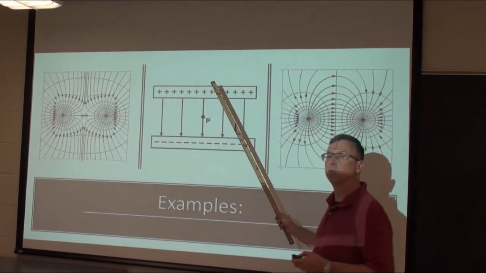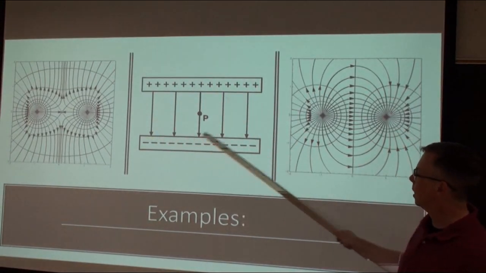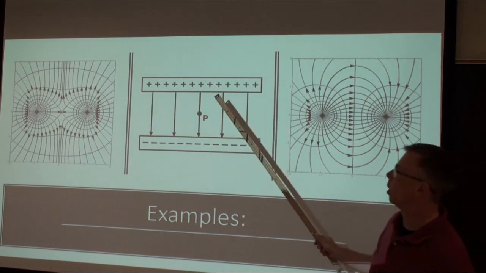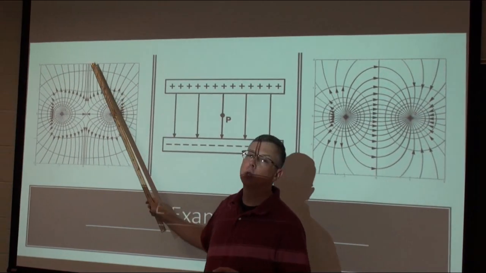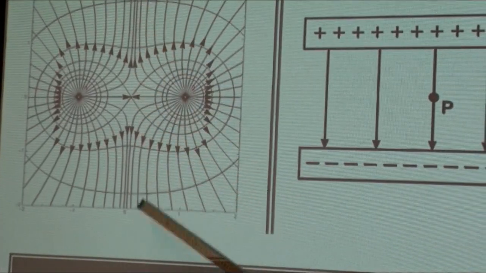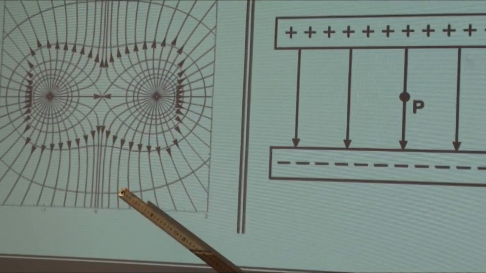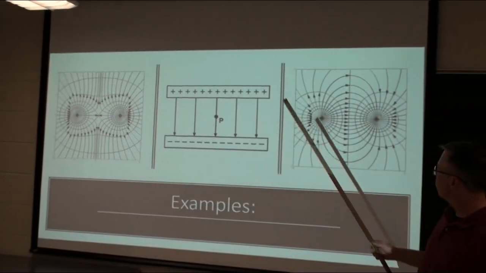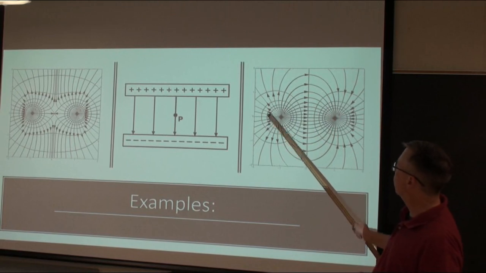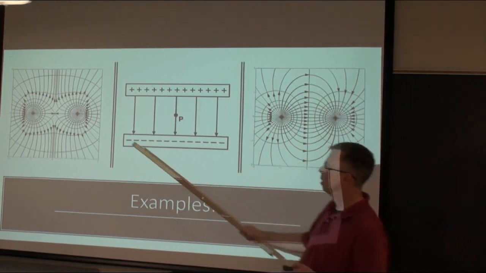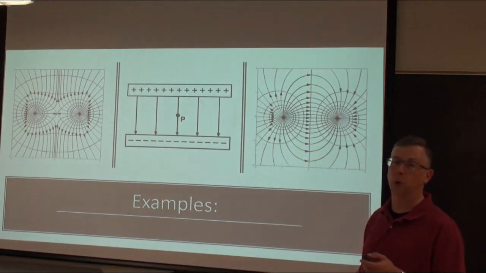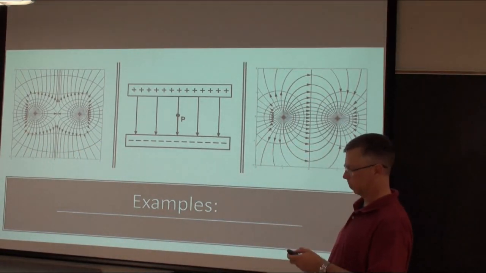Here we have a couple of charged plates with a uniform field inside. Notice the field lines are equidistant apart. Here we have two positive charges, and notice how the lines never ever touch each other. Another thing about some of these pictures: we have these little circles and lines. Those are called equipotential lines, and those are something we're going to talk about next week.